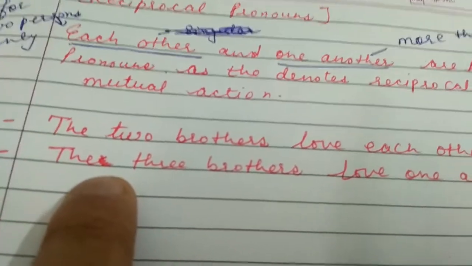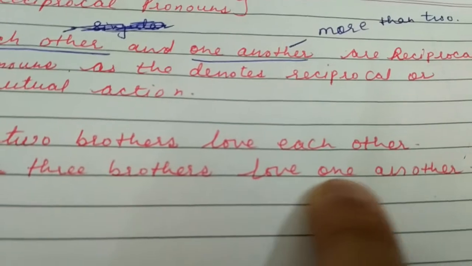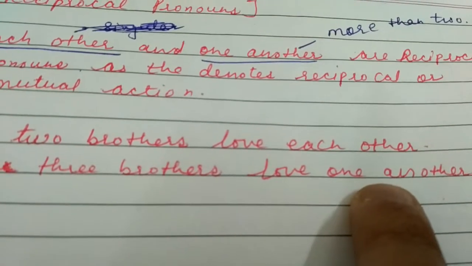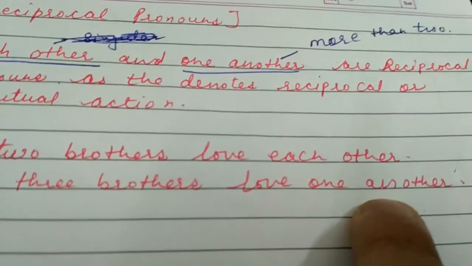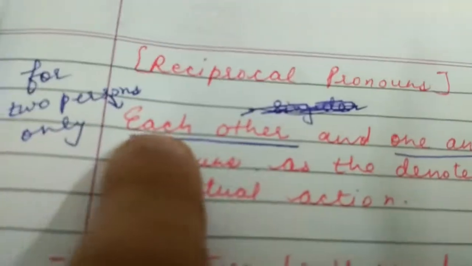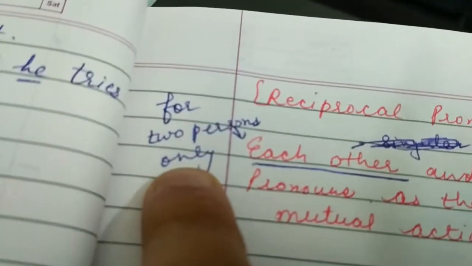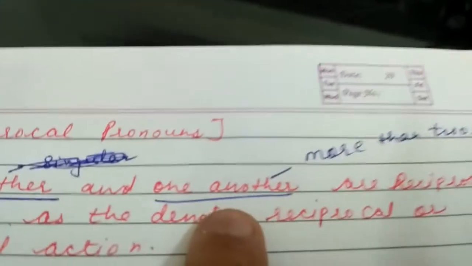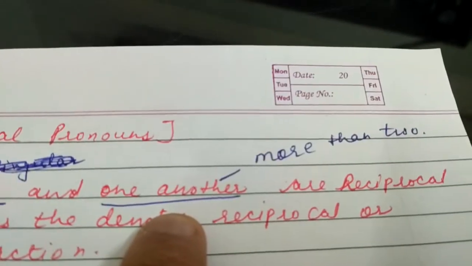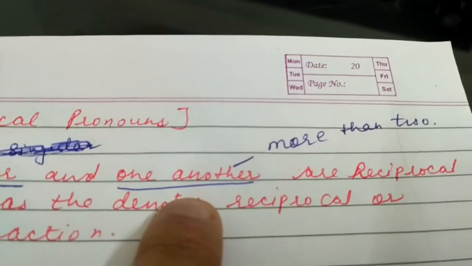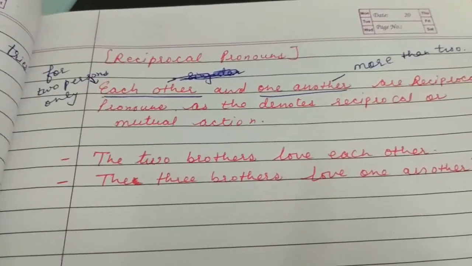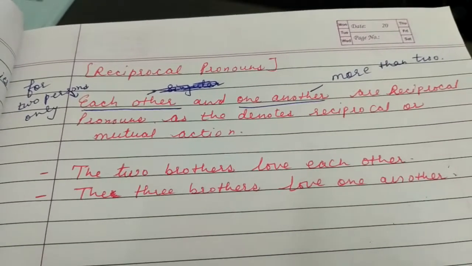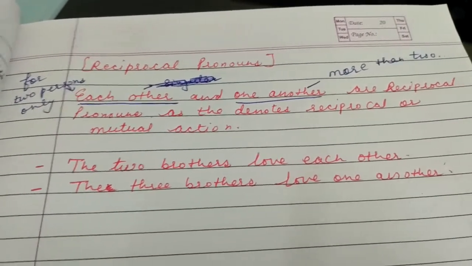Then, the three brothers love one another. You might be thinking about why each other is there and why one another is there. You have to take care that each other we use for two persons only, and one another we use for more than two. I hope that after this you'll be able to solve any kind of blanks.